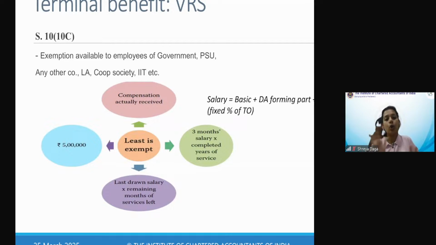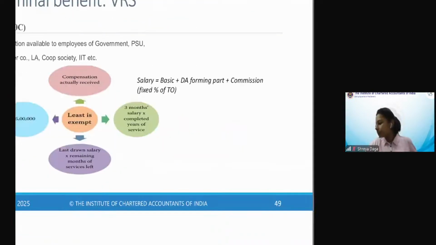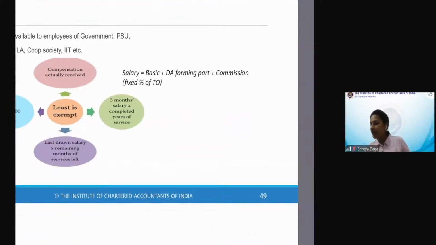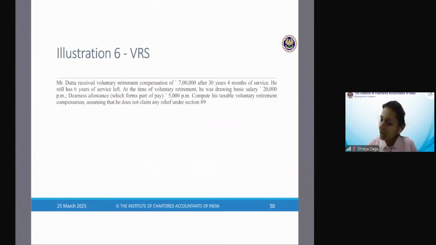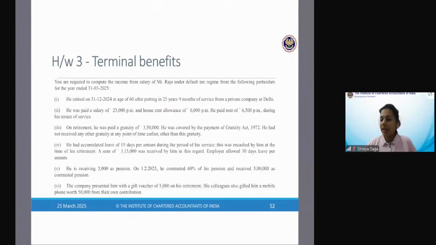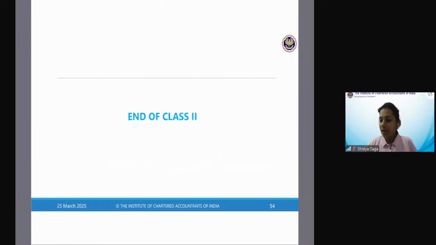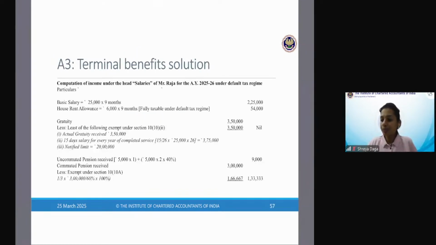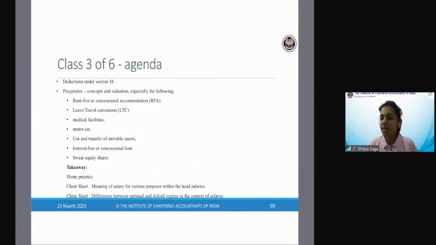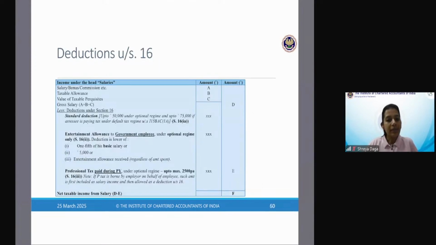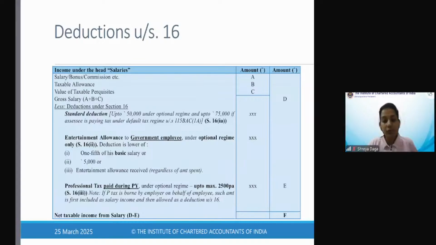Retrenchment and VRS are normally not so popular in the industry, and therefore it is not so popular in the exams. But again, if it comes, then you can do it only if you know it. Otherwise, there is no way to guess. Okay. Then we did sums on VRS. And then in the last class, we were just about to do deductions under Section 16 when we could not have enough time and we could not finish it.